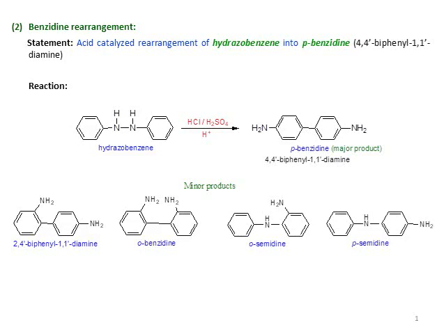We also get ortho-benzidine, wherein it is a biphenyl derivative which has amino groups at ortho positions. We also get ortho-semidine and para-semidine. However, we'll see only the formation of the major product while writing the mechanism, but not the minor products.